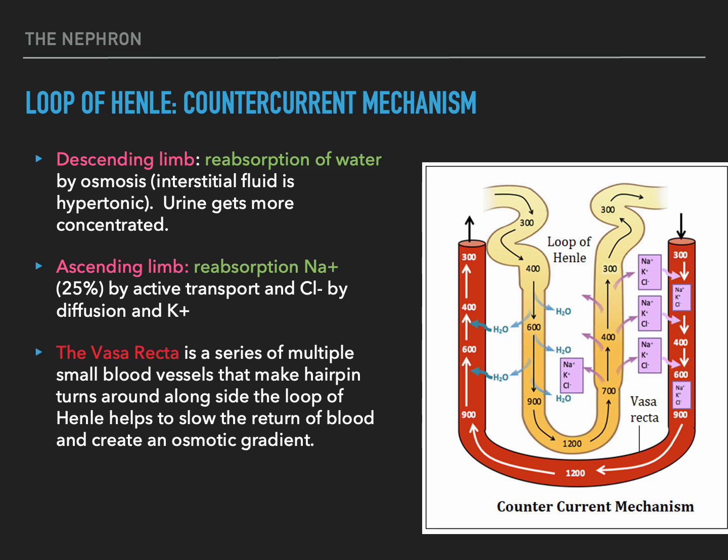You can also get a better look at the vasa recta and appreciate how they are a series of multiple small blood vessels that make hairpin turns around and alongside the loop of Henle. This helps to slow the return of blood and aids in creating this osmotic gradient. So the big picture on this slide is that primarily water gets pulled out of the urine as needed in the descending limb, and sodium, potassium, and chloride get pulled out of the tubule in the ascending limb.